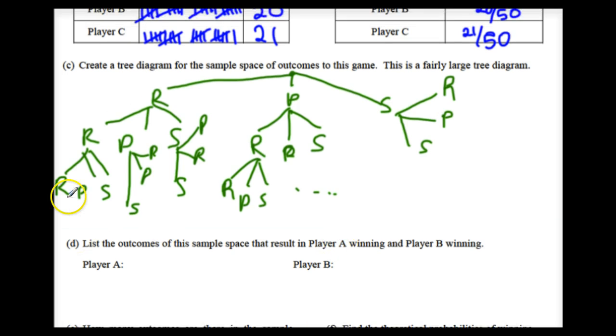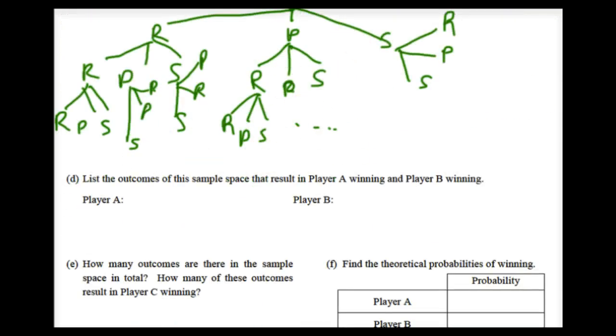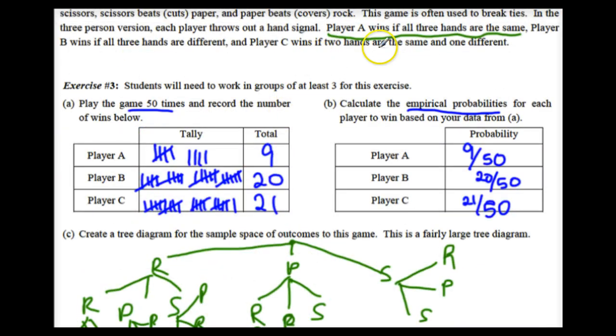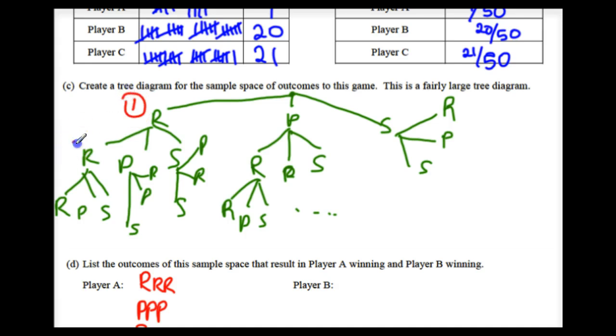It says list the outcomes of the sample plays for player A. If you go back to the problem, it says player A wins if all three of the hands are the same. Since there are only three choices, player A can only win with rock, rock, rock; paper, paper, paper; or scissors, scissors, scissors. And remember, we're doing this only 3 times because the player wins if all 3 hands match. So this is 1, this is 2, and all of this will be 3.